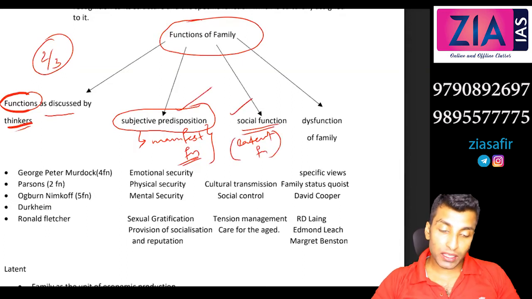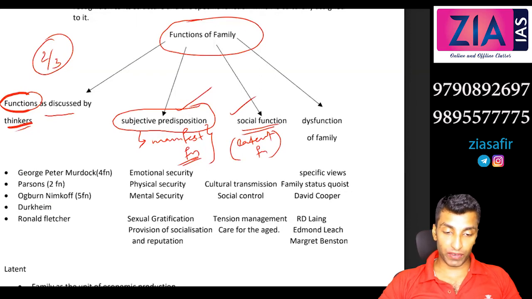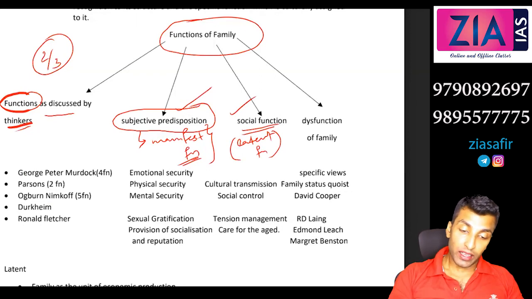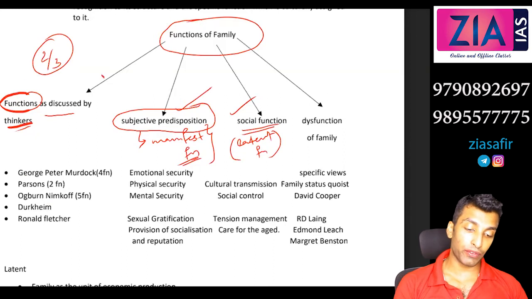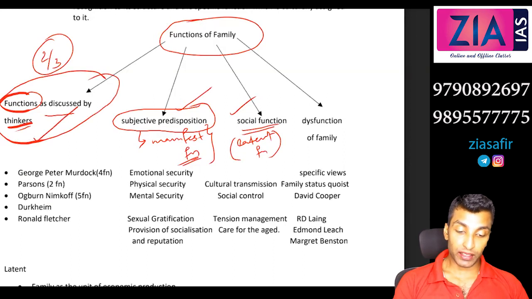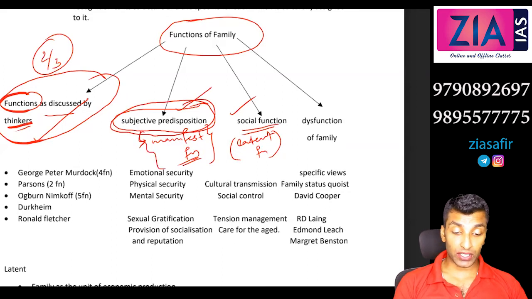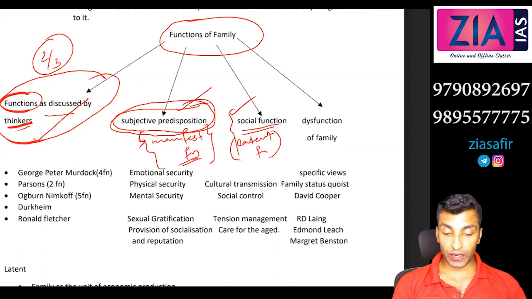If you remember Merton's paradigm that we have discussed, he is saying you have to go for a post factum analysis. That means you analyze the theories which have been put forward so far. That's what we are doing in this part: we talk about the thinkers. Then we talk about the subjective predisposition, meaning we try to identify the manifest function. Then we try to identify the social or societal function, that is the latent function. We have discussed this in detail.